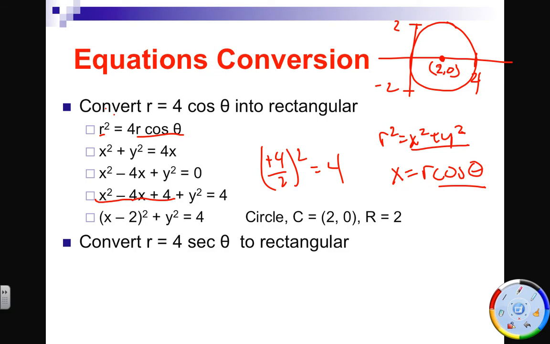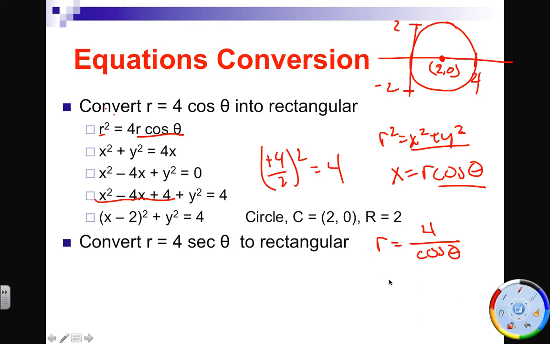What about r equals 4 secant theta? This one always kind of trips people up. That's why I've added this to the video. I don't always add this to the PowerPoint here. So r equals 4 secant theta actually is r equals 4 over cosine theta.